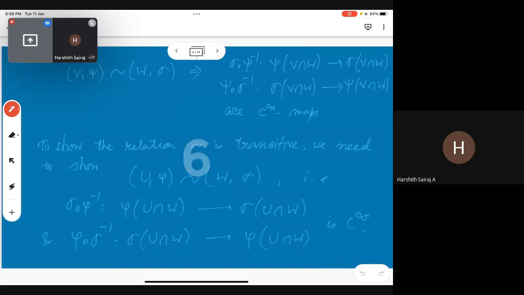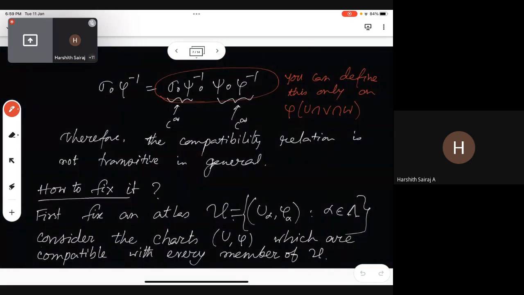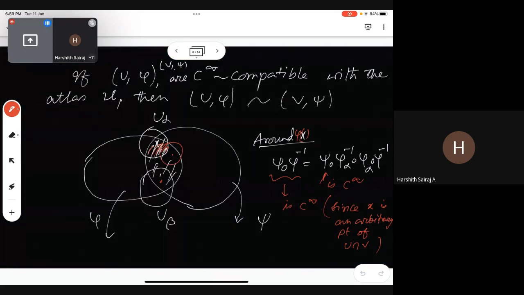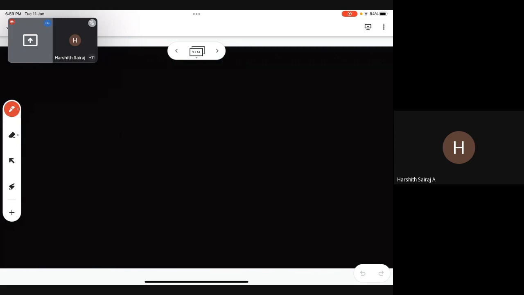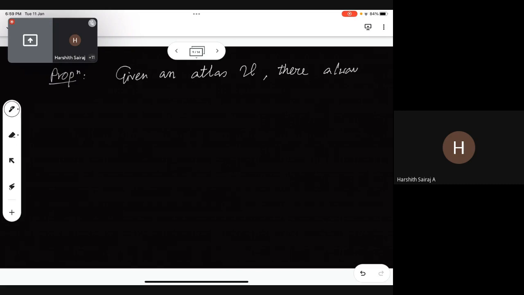Okay, so this is called maximal, and the point is that given an atlas, you will always have a maximal atlas. The proof is actually that one, but for maximality, you need to give an argument. So theorem. Maybe I should put it as proposition. Given an atlas U, there always exists a maximal atlas.